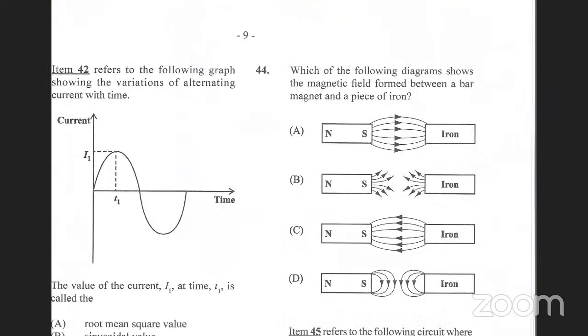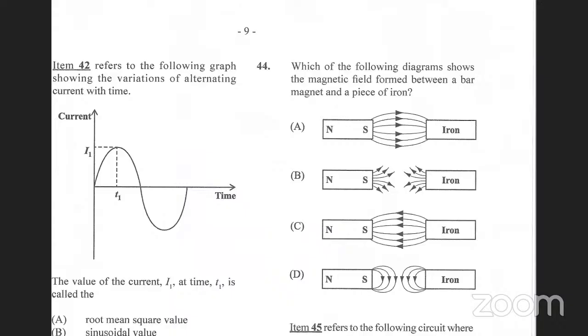Which of the following shows the magnetic field? Well, it's attraction, right? Magnetic field lines never leave the south, right? So that's wrong. They always go towards the south. So the answer is C. Right, the answer is C there.